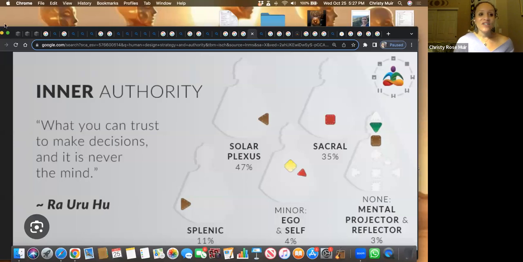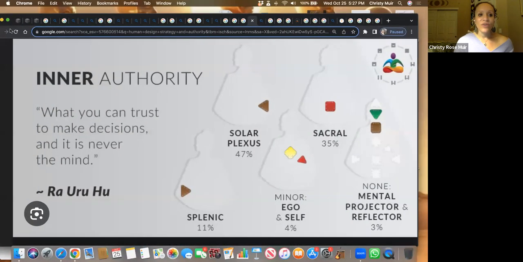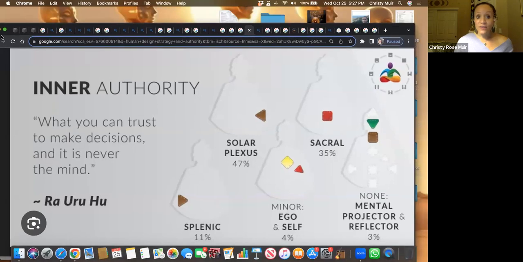So we're finally getting to the second part of strategy and authority, which is the big piece of information that human design wants to give you, because this is what you can trust to make decisions. And remember, I said that when we changed from a 7-centered being to a 9-centered being, we also changed from beings that are meant to make decisions from our minds to beings who are made to make decisions from this internal chemistry of our strategy and authority.